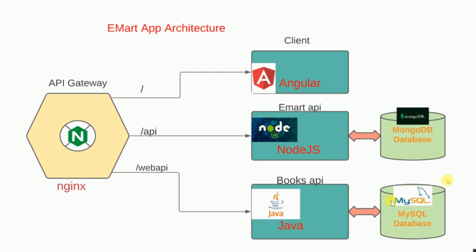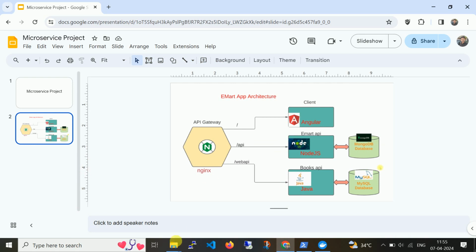In the previous video we validated only one application, which is Java, and used MySQL as the database engine. But in this particular architecture we have multiple technologies with multiple backend solutions. So let's start with the folder structure for the project.